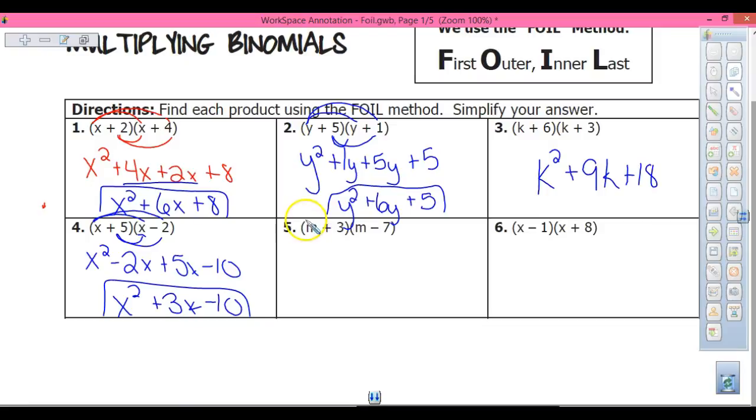Okay, everybody do number 5. Be careful. M times m gives me m squared, then minus 7m plus 3m minus 21. So when I combine those, that's where you've got to be careful, because I've got m squared minus 4m minus 21. Okay? Be careful with your signs. That's going to be the biggest issue today, I think, trying to figure out our signs.